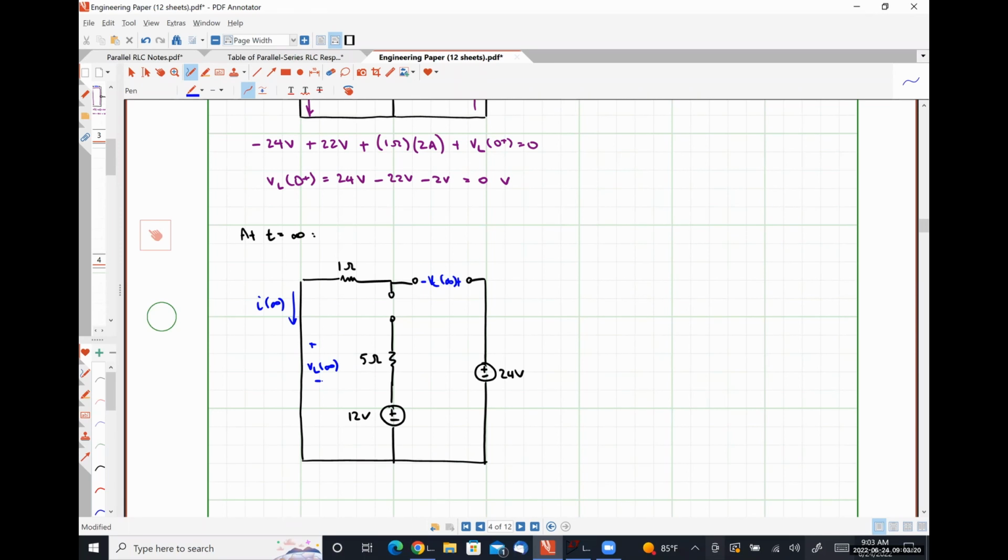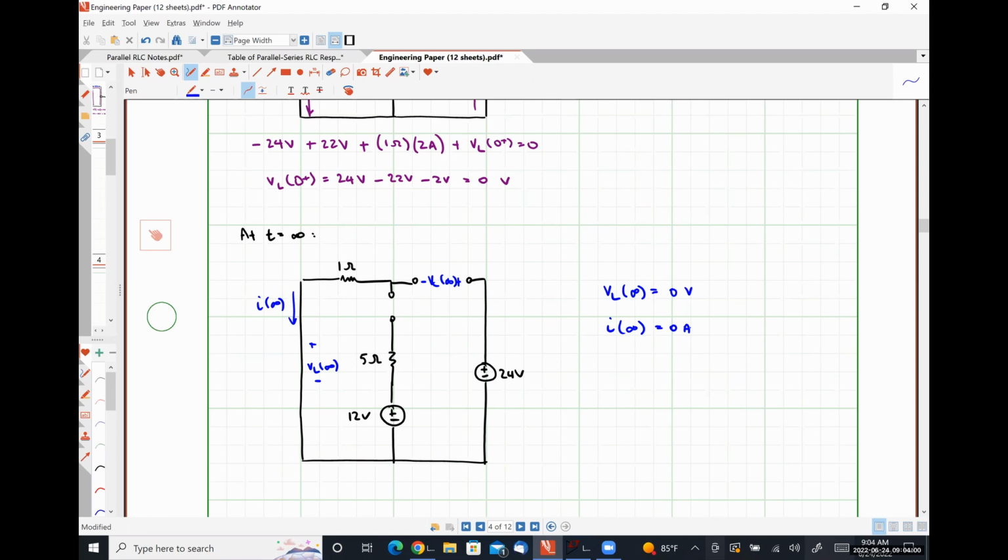And I can see that VL at infinity must be 0 volts because it's the voltage drop over a short circuit. I at infinity must be 0 amps. And I say that because my inductor isn't part of any closed current carrying loop anymore because of the open circuit from the capacitor and the open circuit from the switch being opened. There are no voltage sources that are connected to my inductor anymore.